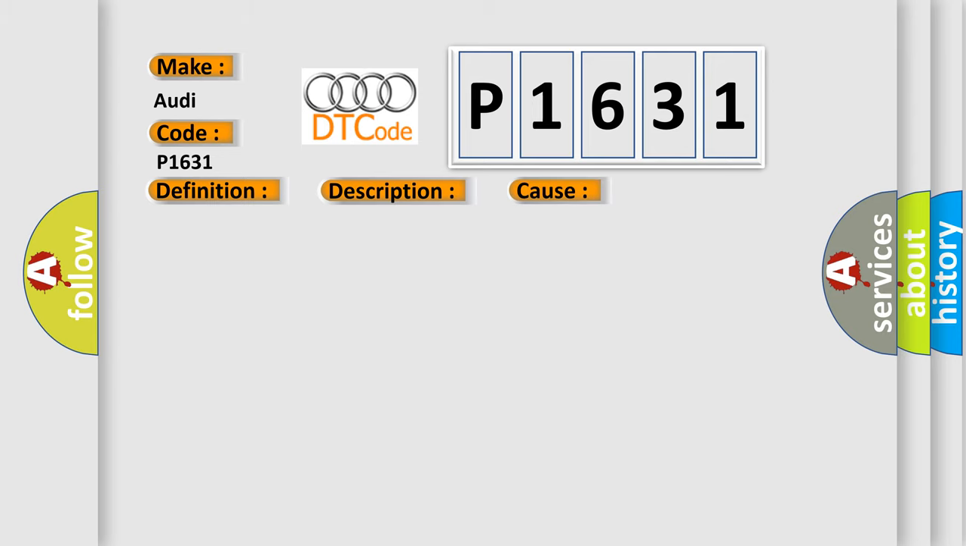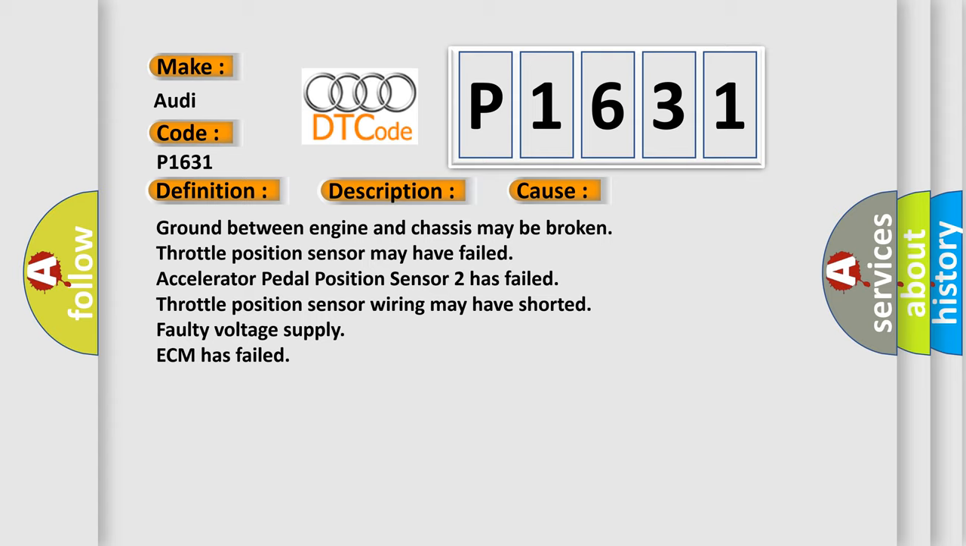This diagnostic error occurs most often in these cases: ground between engine and chassis may be broken, throttle position sensor may have failed, accelerator pedal position sensor 2 has failed, throttle position sensor wiring may have shorted, faulty voltage supply.